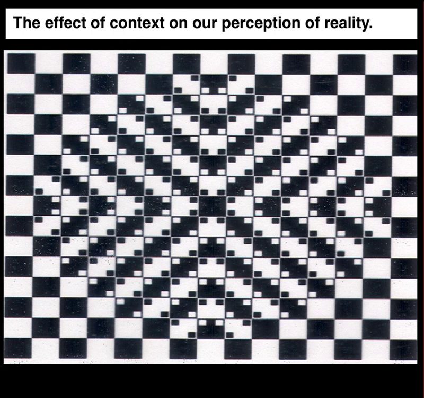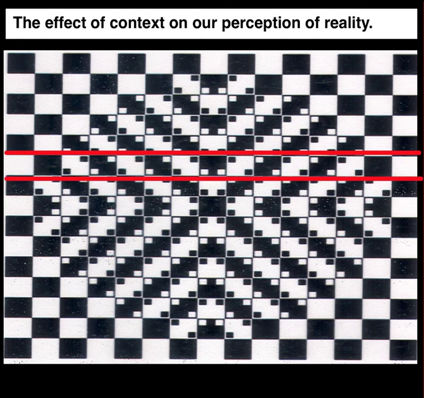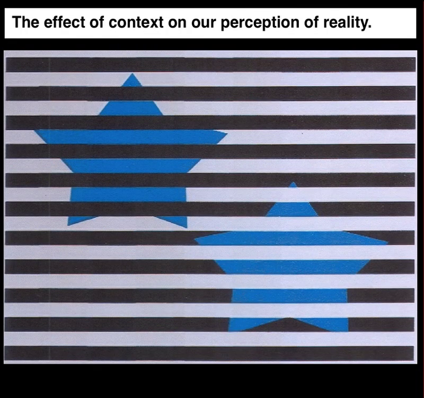Here's another example. These lines certainly look like they bend, yet they're pretty parallel. Again, an example of the context of information which will distort how we view reality. Oh, what's going on here? Both of these stars are exactly the same color blue. Again, the concept that the data is enmeshed in changes our perceptions.